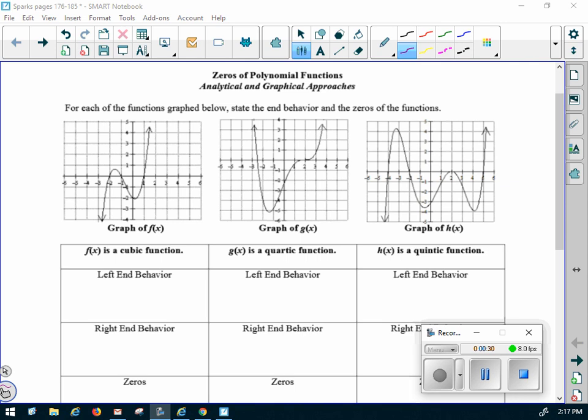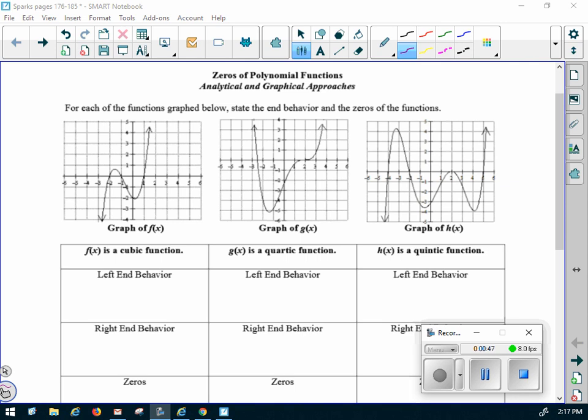Now, there are other names for zeros. Roots, x-intercepts, solutions, answers. All those things mean the same thing. Why do you have so many? I don't know. Somebody decided. I didn't make those decisions.